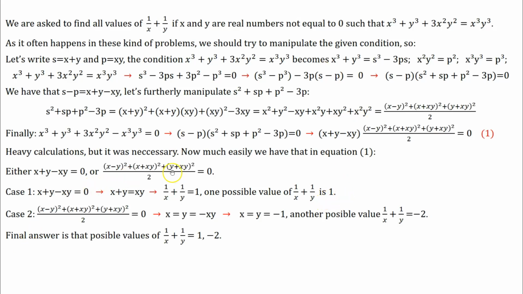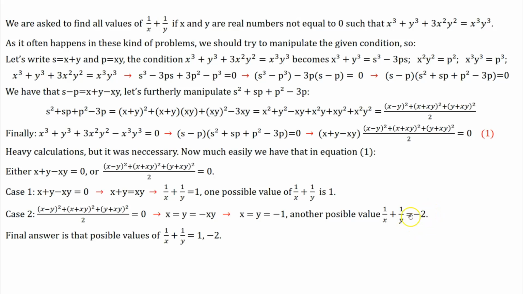In case 2, when this factor is equal to 0, we have that on the left hand side we have three perfect squares. In order for this left hand side to be equal to 0, all three perfect squares should be equal to 0, from which we get that x is equal to y, and each of them is equal to minus xy. In this case, we easily derive that x and y are equal to minus 1, so another possible value of 1 divided by x plus 1 divided by y is minus 2.